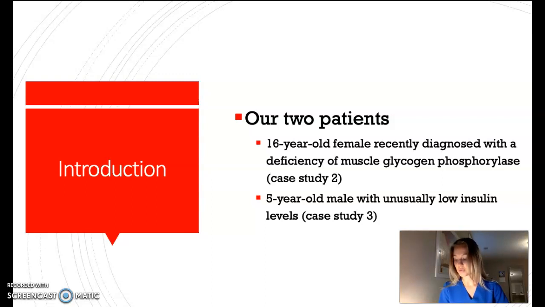In this paper, we will learn more about both of these diagnoses, the effects that they can have on our patients, symptom management, and how biochemistry is at work.